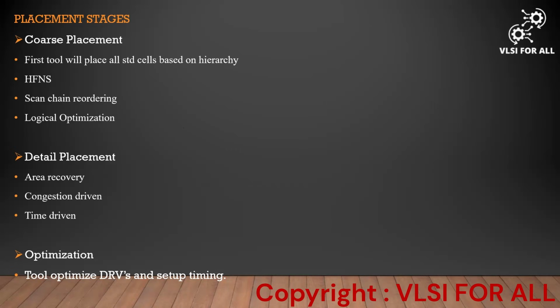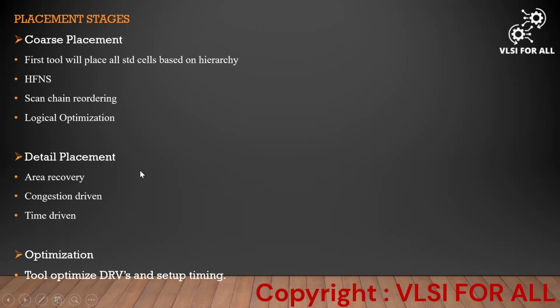Let's say, for example, wherever it has 4 cells or 5 cells, it can use 1 or 2 instead. Likewise, it will optimize all the cells through pin swapping, sizing, and buffering. Where a buffer is required, it will place that buffer. If not, it will remove those buffers. Cloning and logic restructuring are also done. All these steps will be performed in logic optimization. Once after finishing all these steps, it will go to the detailed placement stage.